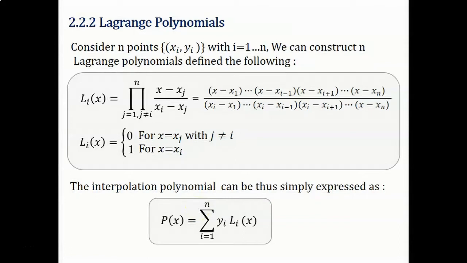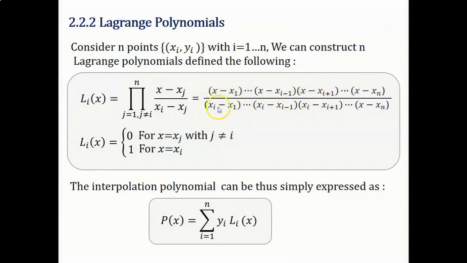So what are the Lagrange polynomials? Let's consider n points (xi, yi). We can construct n Lagrange polynomials, each corresponding to one point (xi, yi). The Lagrange polynomials are given by the product of the terms (x minus xj) over (xi minus xj), for j going from 1 to n with j different than i. So all the possible products of (x minus xj) over (xi minus xj).